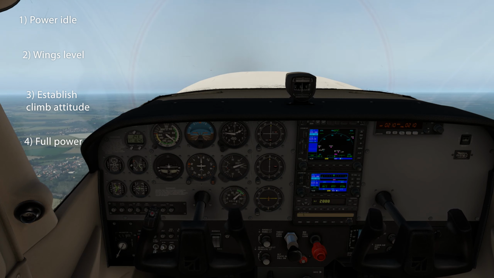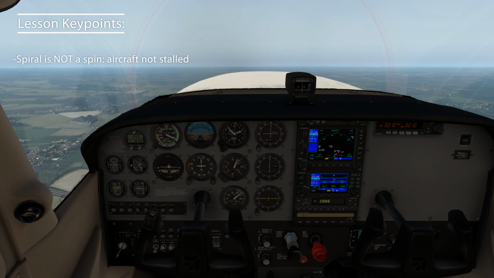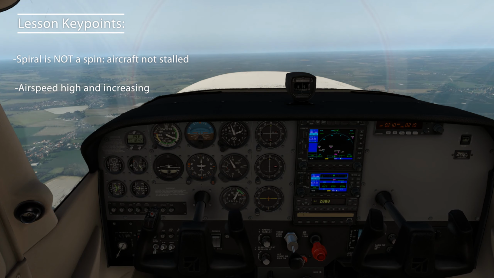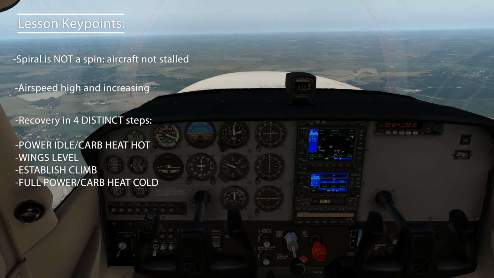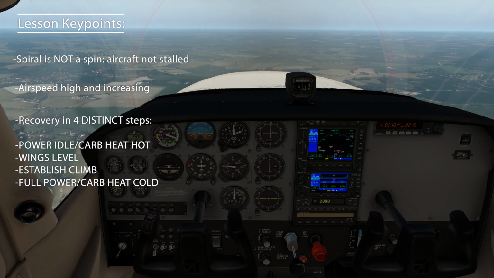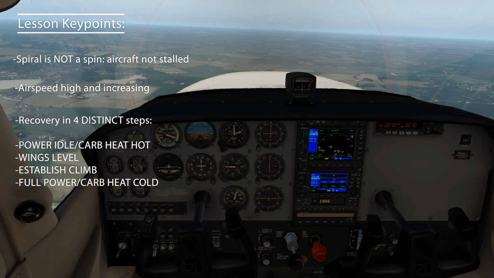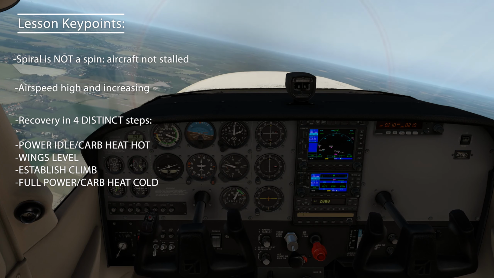The key points of this lesson are: a spiral is not a spin, it is not a stall. The airspeed is high and increasing. Recovery is in 4 distinct steps: power idle, carb hot. Wings level, firmly. Establish climb, firmly. As speed is back to a reasonable value, full power, carb cold. The recovery sequence should be applied strictly without any doubt.